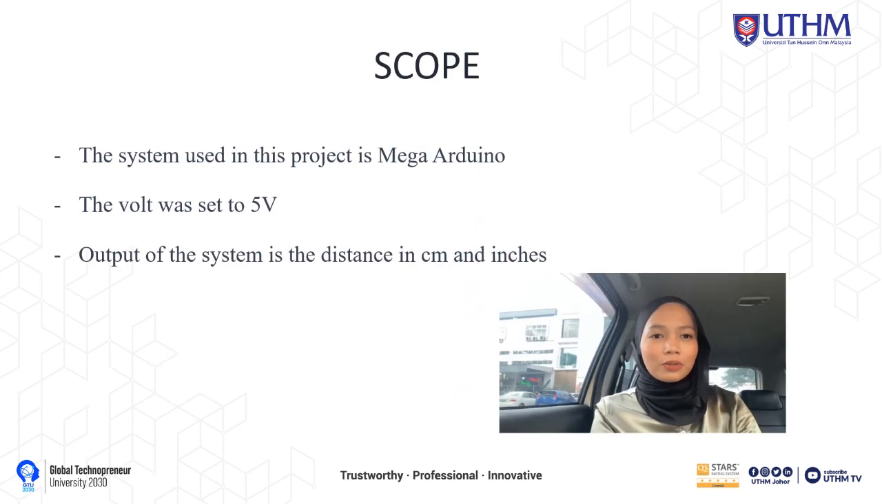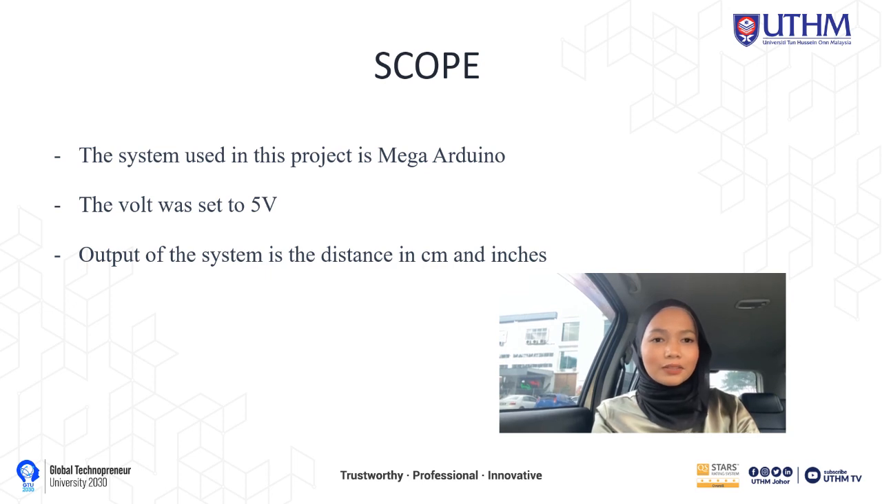There are three scopes of this study. The first one is that the system used in this project is Arduino Mega. The second one is that the voltage was set to 5 volts. The third one is that the output of the system is the distance in centimeters and inches.